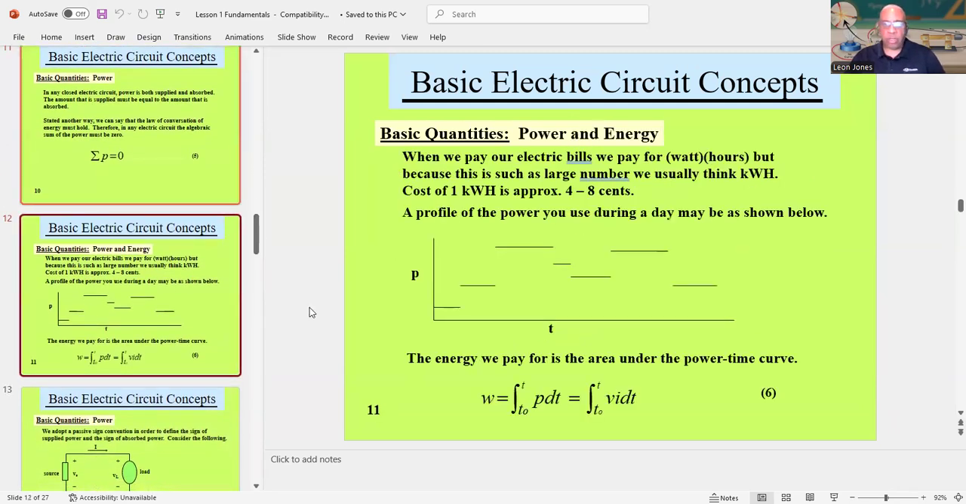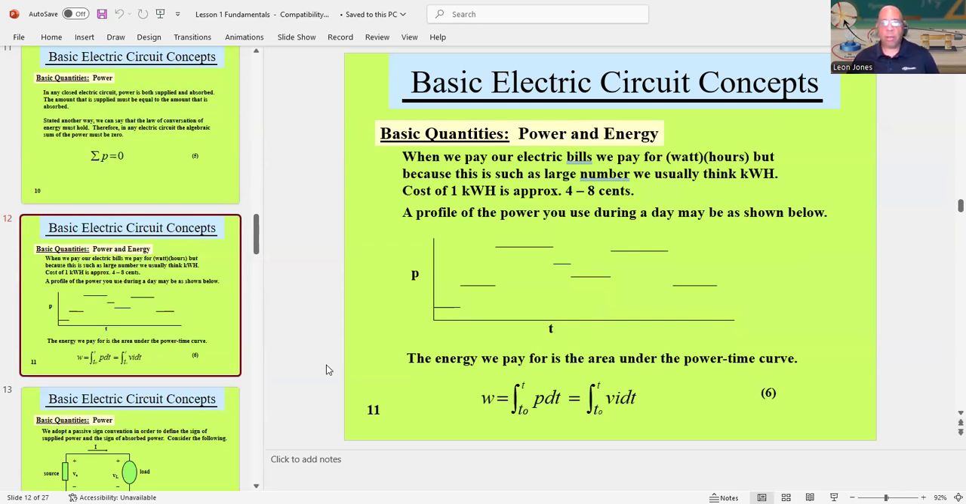Now, power and energy. I just mentioned it. When we pay our electrical bills, we pay for watt hours, but because this is such a large number, we usually think kilowatt hours. Now, a kilowatt is 1,000 watts. So basically, a cost of 1 kilowatt hour is approximately 4 to 8 cents.